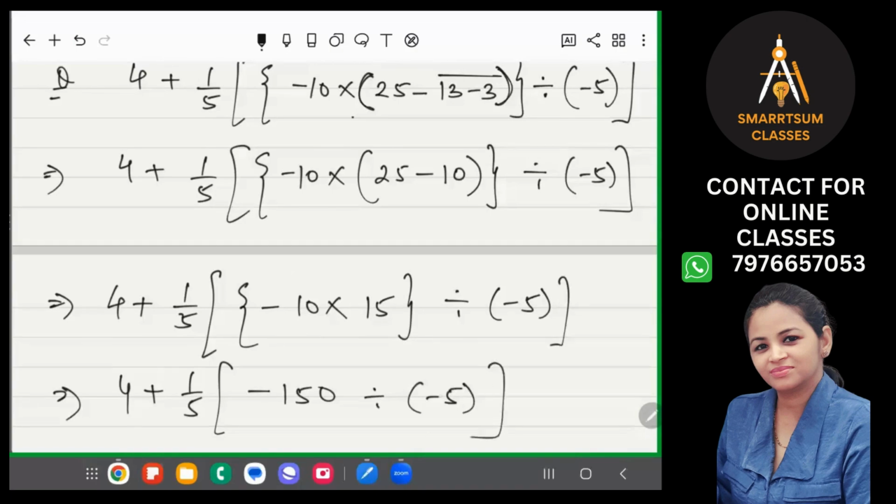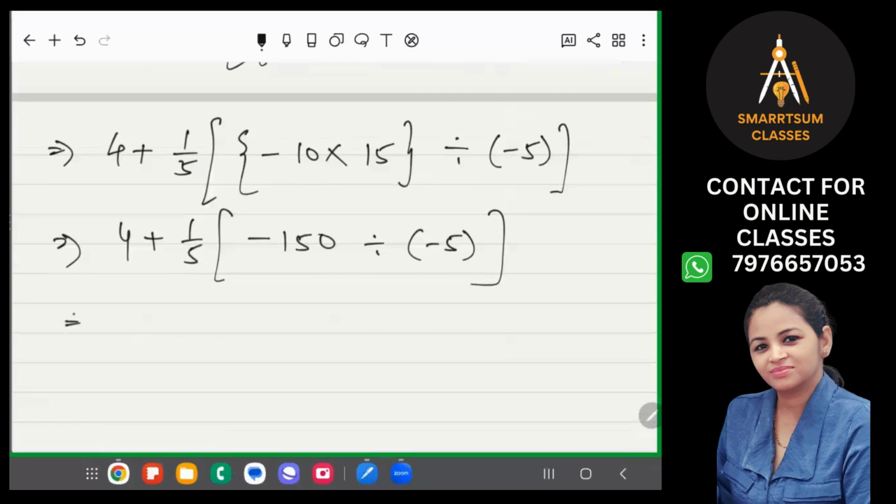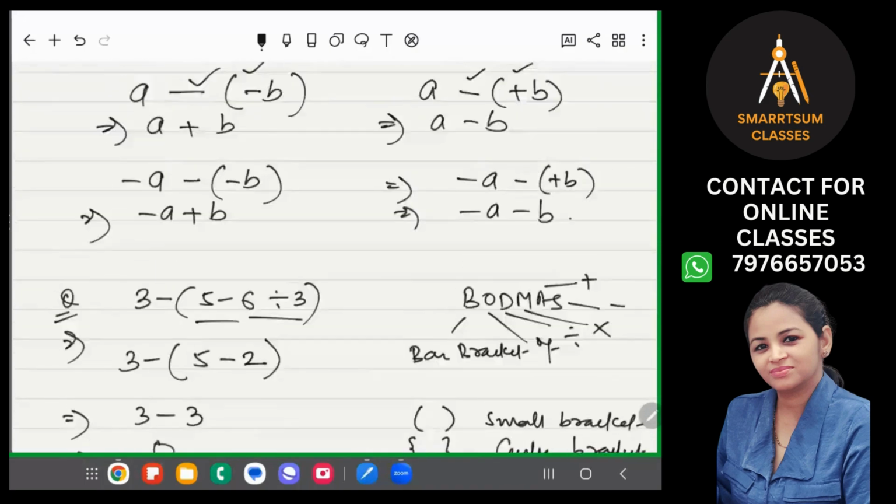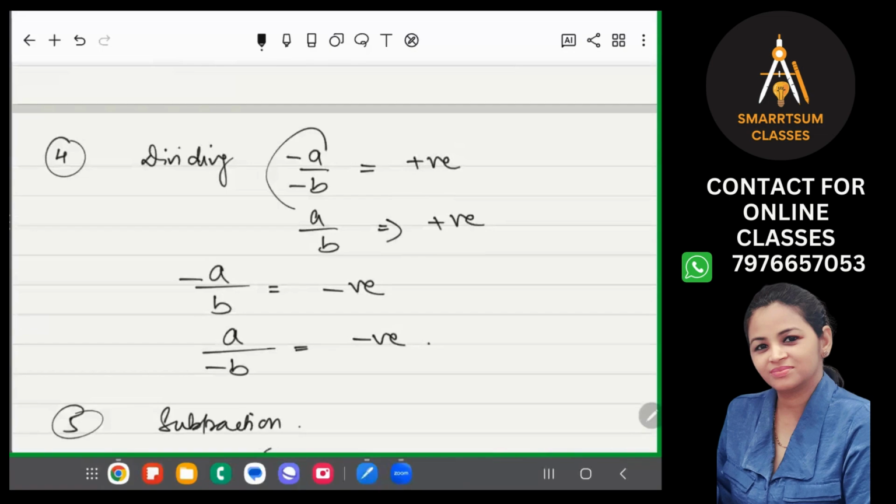Now, again, apply the rule. When you are dividing two negative sign integers, means both numerator and denominator are negative, your result will always be positive. Getting that? Yes, ma'am. 4 plus 1 by 5, right? Minus 150 divided by minus 5, right? So when you divide this, follow the rule as I told you. Whenever both are negative, your result will be positive, right?